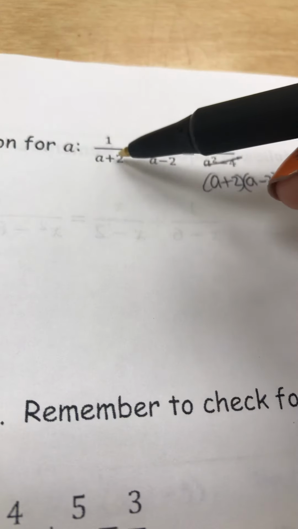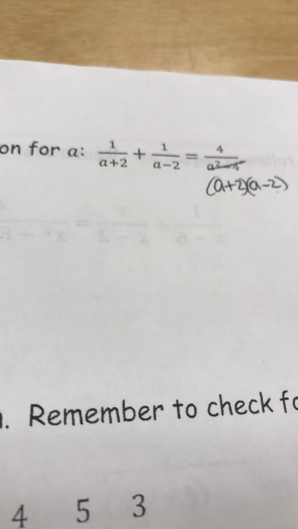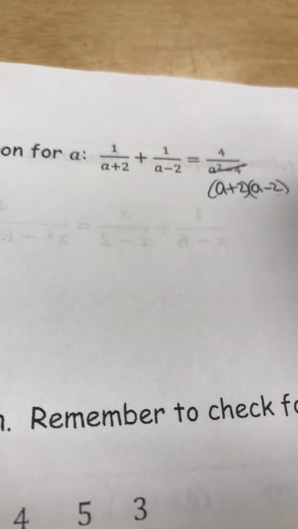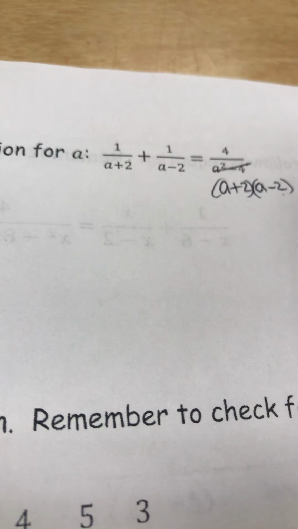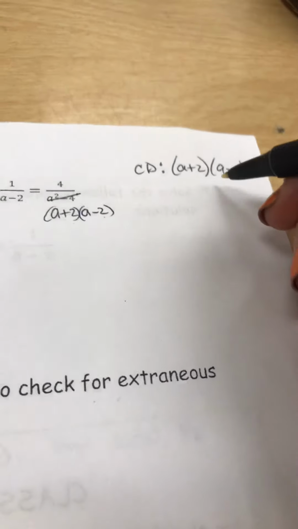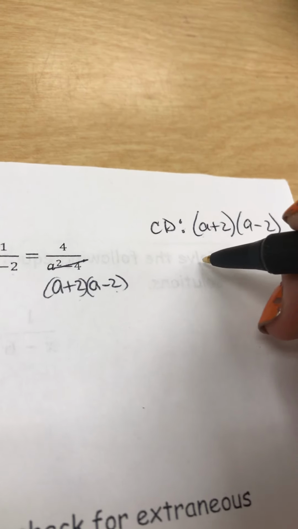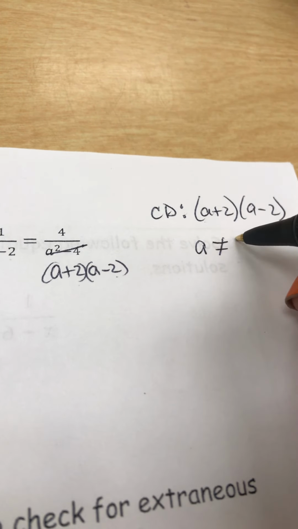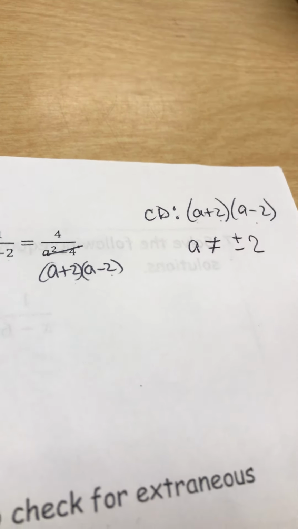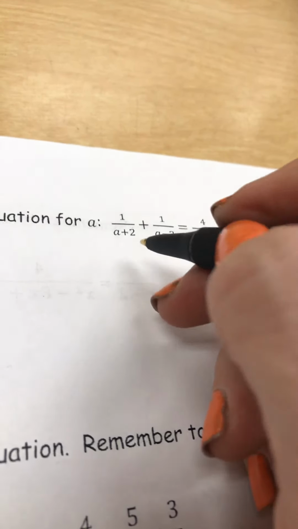So we see that this one needs this, this one needs this. But again, there are variables in the denominator, so my common denominator is a plus 2, a minus 2. And because we have these common denominators with variables in them, we need to state our undefined. A cannot equal negative 2 or positive 2. So I'm just going to write it this way. Okay? So let's get our common denominators.